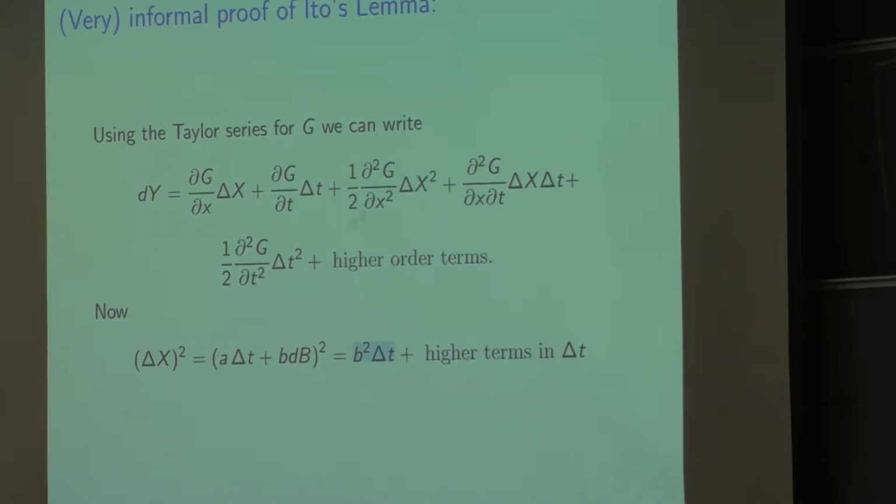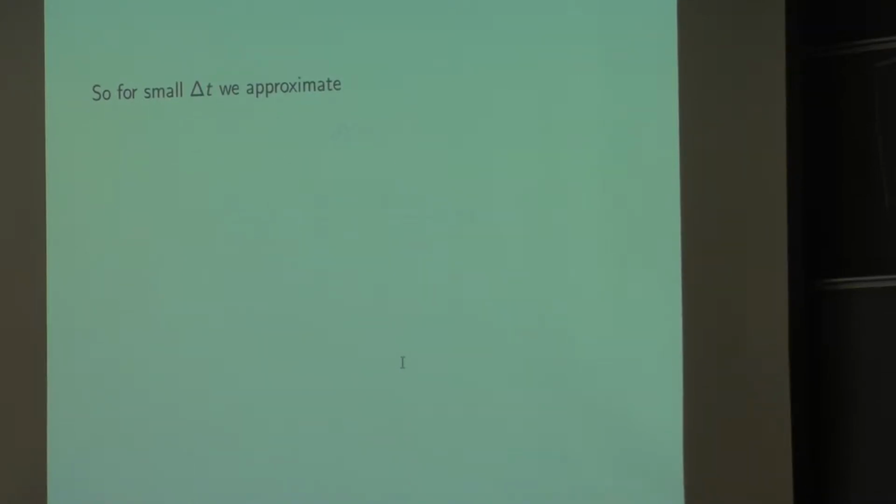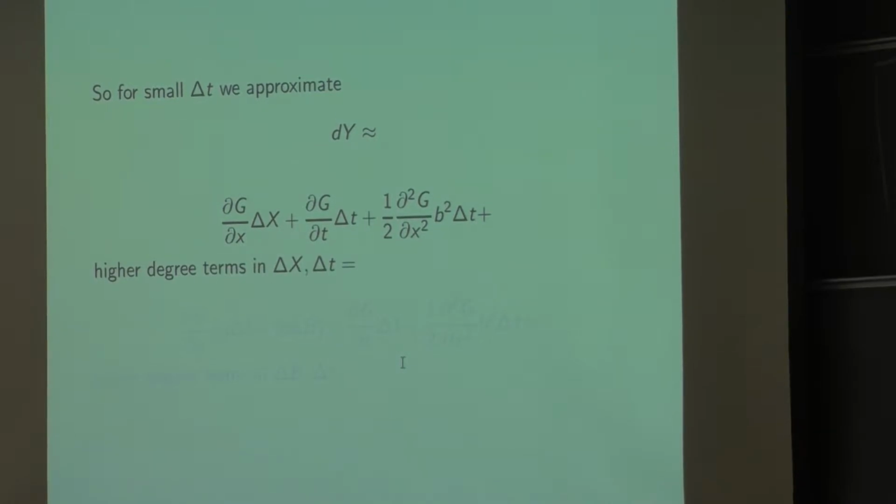So we're going to take this Taylor expansion, and when we look at all the terms beyond this one over here, we're going to ignore them, they're negligible. And then when we look at this one over here, it has a contribution of b squared delta t. Okay, so we can put everything together and we ask ourselves, for very small delta t, what is the change in y? Then we said we get this plus terms of higher degree in delta x and delta t, which we're going to ignore.